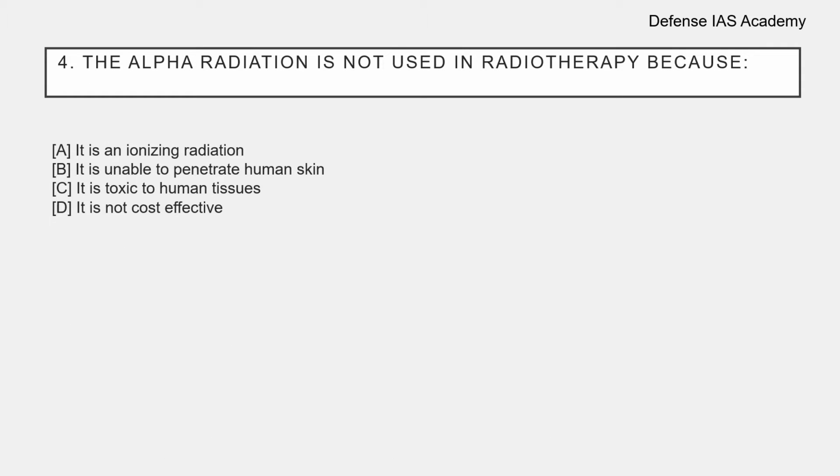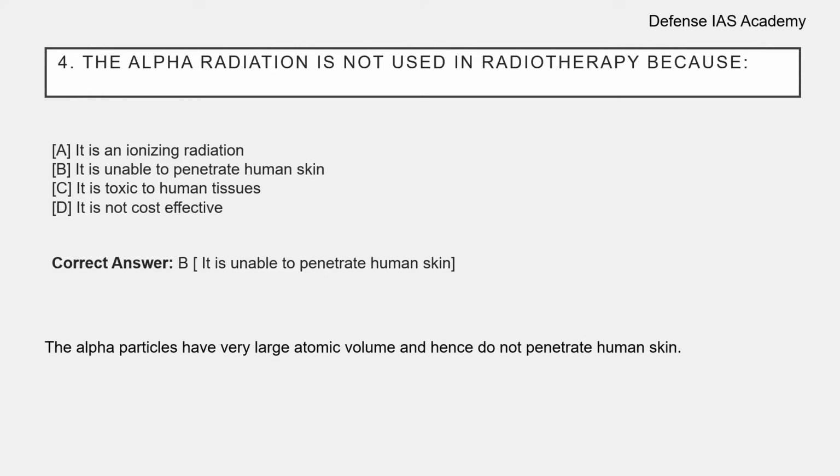Question number 4. The alpha radiation is not used in radiotherapy because the options are option A, it is an ionizing radiation, option B, it is unable to penetrate human skin, option C, it is toxic to human tissues, option D, it is not cost effective. The correct answer is it is unable to penetrate the human skin. The alpha particles have very large atomic volume and hence they do not penetrate human skin. So the alpha radiation is not used in radiotherapy.